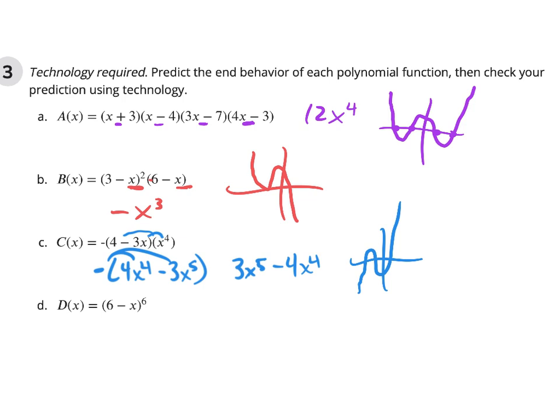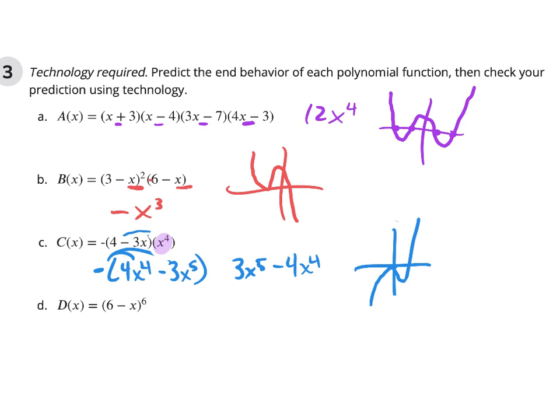Let me redraw this, because if we look at the original function, x to the fourth is our factor. So it's going to worm through at 0 because it's going to double back at 0. That gives us a graph that doubles back at 0, starts low, ends high. Positive 3x to the fifth is our leading term.